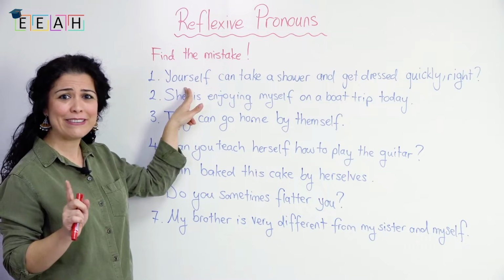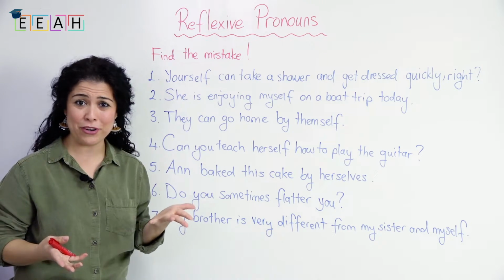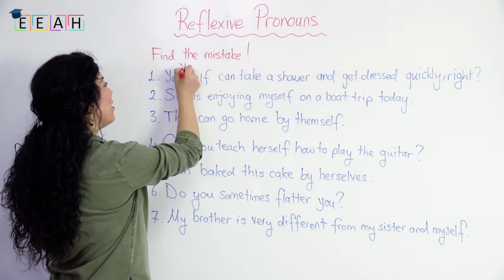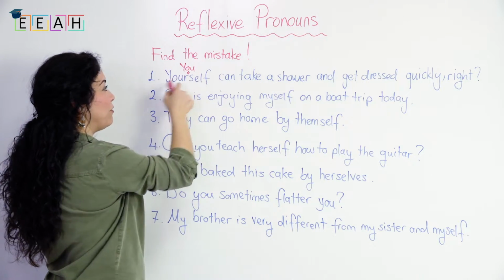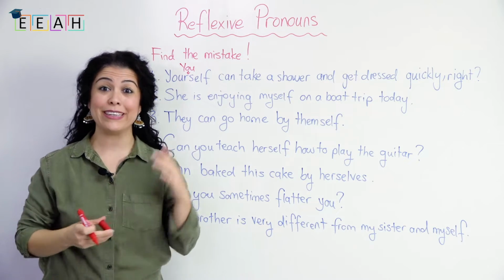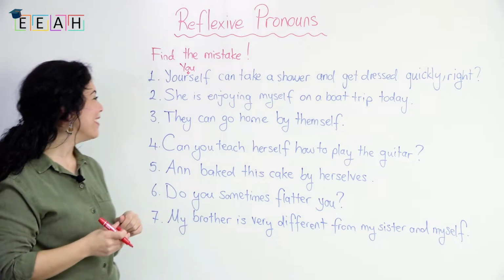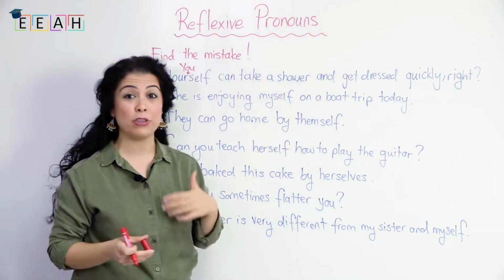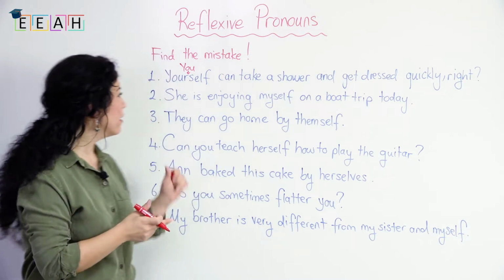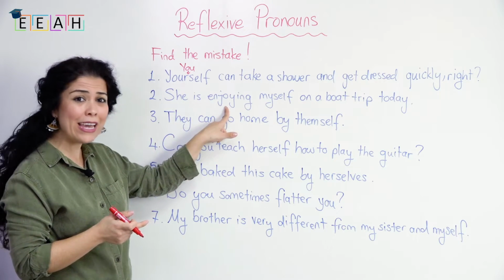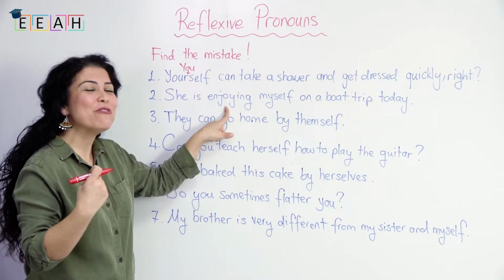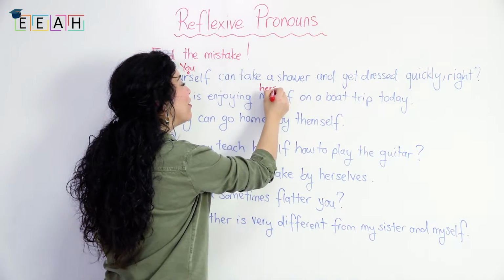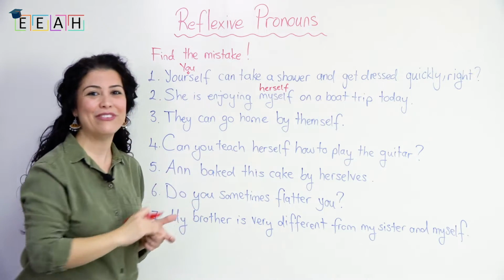You cannot start a sentence with a reflexive pronoun. We need a subject pronoun here, right? So you need to say you instead of this one. You can take a shower and get dressed quickly, right? Okay, number 2. She is enjoying myself on a boat trip today. Who? She. She is enjoying? Yes, you need to reflect back here, right? She is enjoying herself, not myself, right?